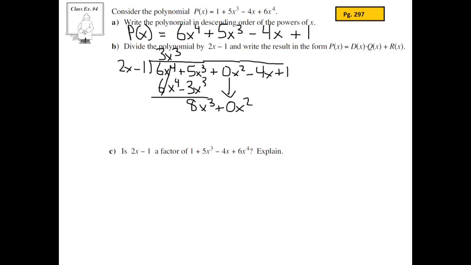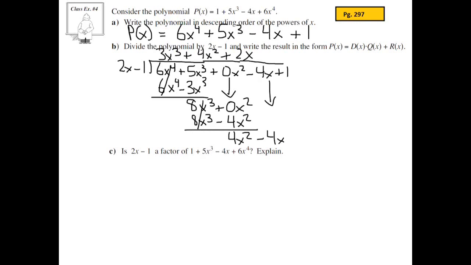So 8x cubed divided by 2x is going to be 4x squared. And then when we go back and multiply, 4x squared times 2x is going to be 8x cubed. And then 4x squared times negative 1 is going to be negative 4x squared. You're going to subtract that, and that's going to give you 4x squared. Then you're going to bring down that negative 4x. 4x squared divided by 2x is going to be 2x.